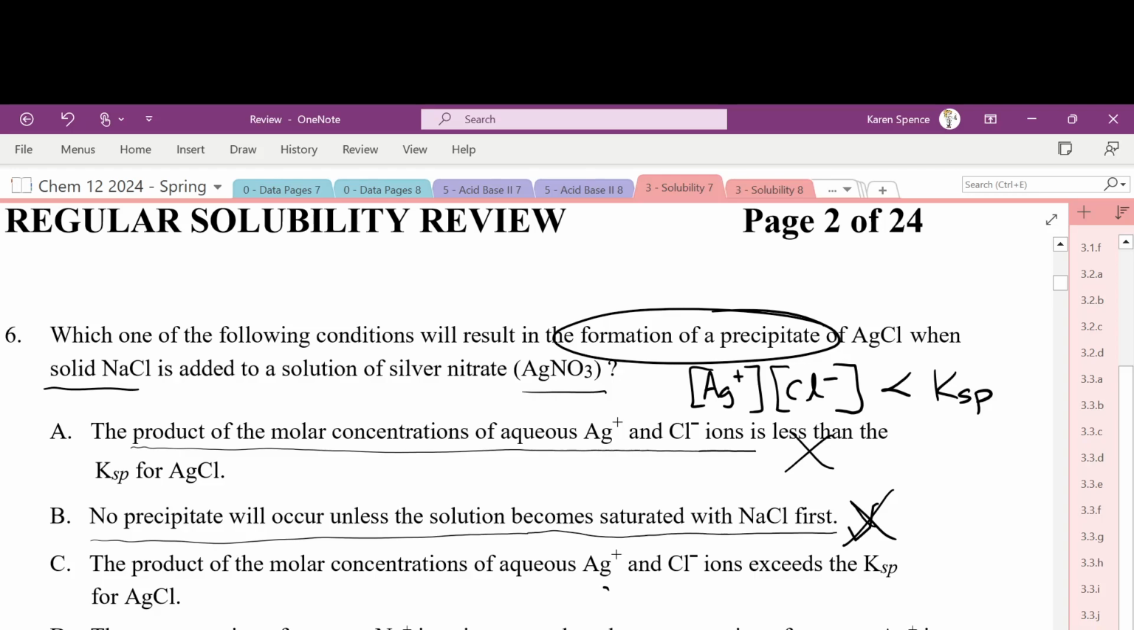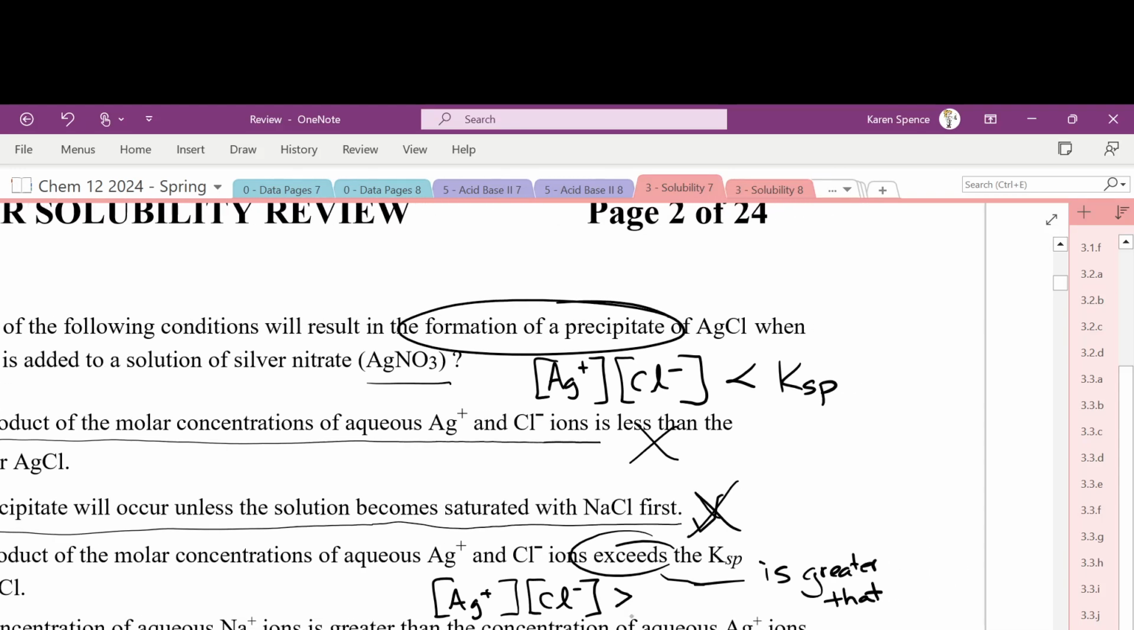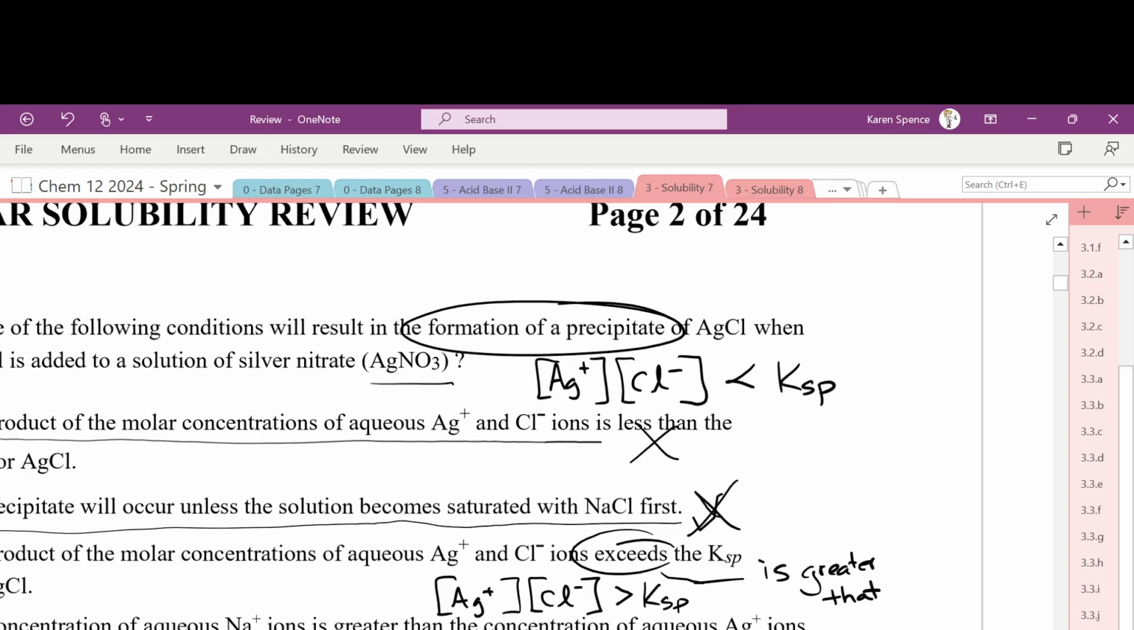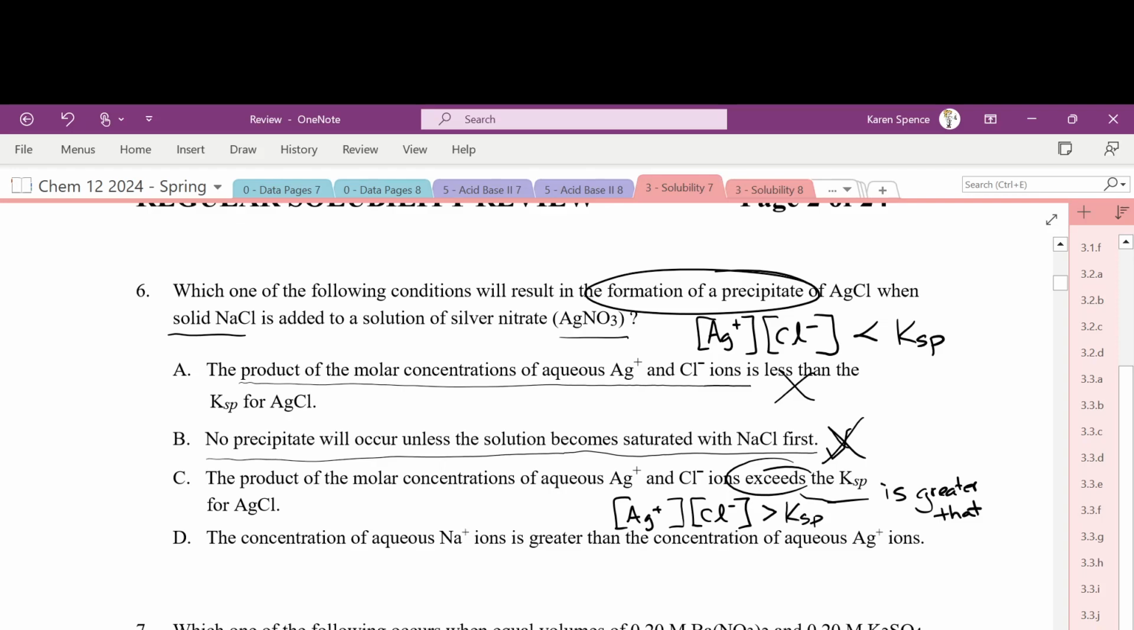The product of the molar concentrations of silver and chloride exceeds, which means is greater than. And if you come across that on a test and you're like, what is this exceeds business, you can ask me. If it is greater than the KSP, will we get a precipitate forming? Yes. Okay? And then the concentration of aqueous sodium being greater than that is just irrelevant. B and D are just silly answers.